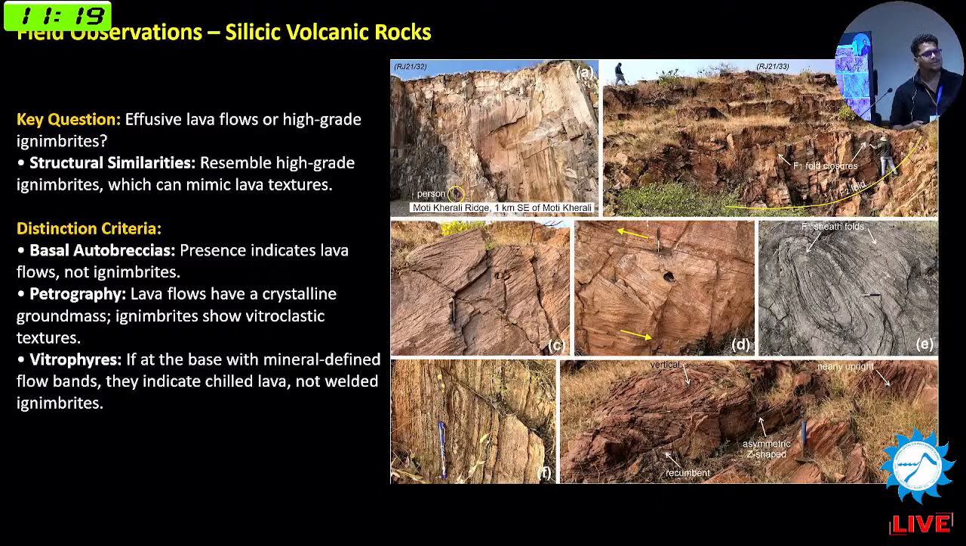The second part is to look at textures. We check whether there are vitroclasts present, indicating explosive fragmentation of those magmas. And then we can also look at vitrophyres if there are any present.